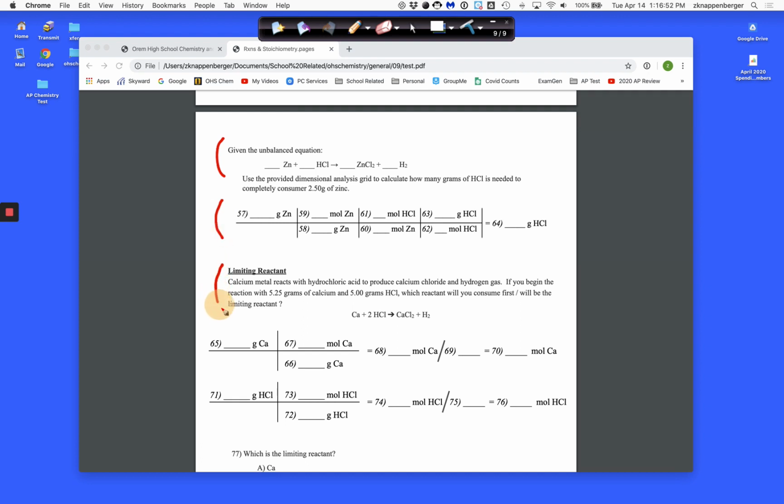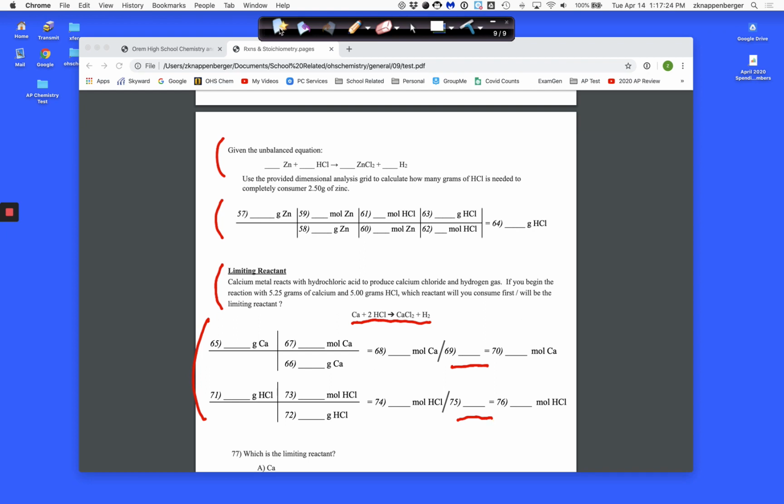And then finally, we have a limiting reactant problem. Notice that we've given you the balanced equation and then the structure around which you would be doing your calculating. Notice here for number 69 and number 75, we've given you spaces to divide by the numbers that are necessary in order to correctly solve this problem. Those will be whole numbers, and hopefully that makes sense to you.